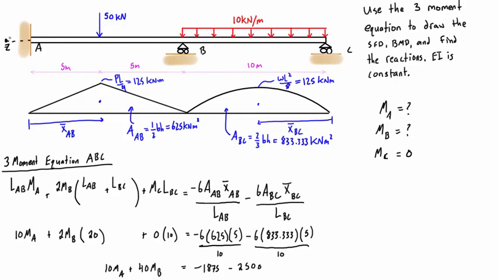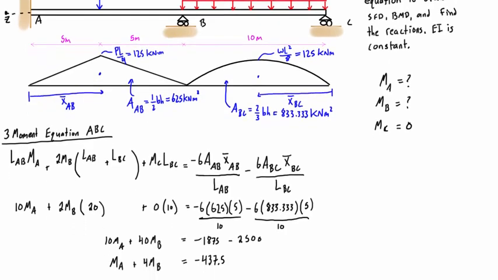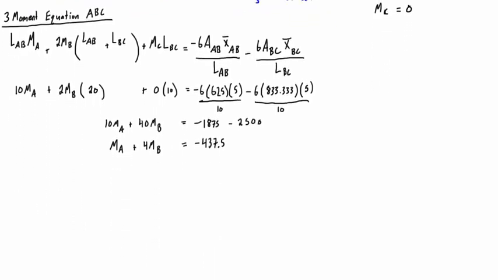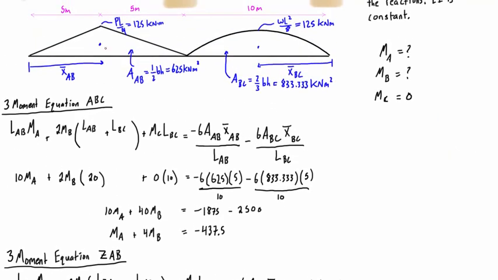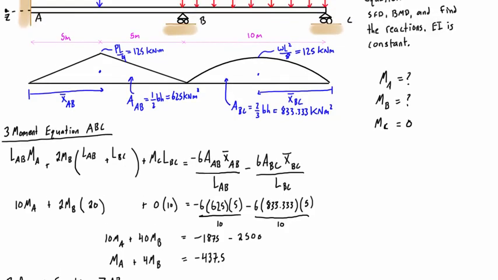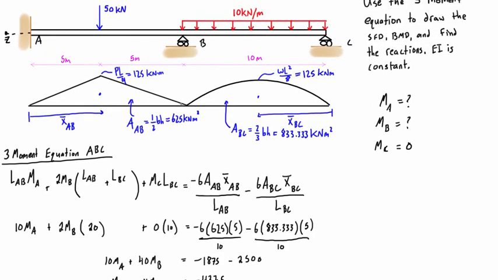So now we apply the three-moment equation across the spans ZA and AB to generate another equation. Let's go down here and write a three-moment equation for the span ZAB. You'll notice there's some stuff in here like the area of ZA and the X bar of ZA, and we don't actually have that because we never drew that. We only have the area for AB, the X bars for AB, and the area for BC.